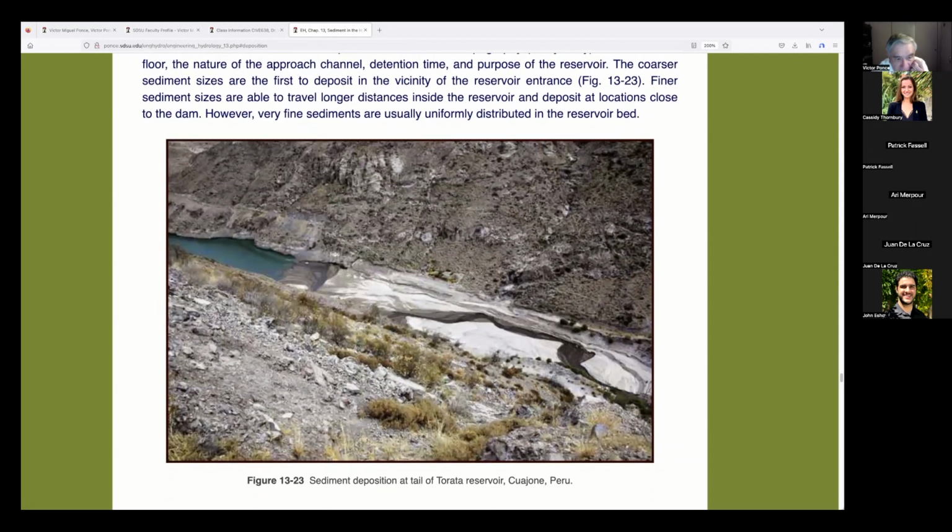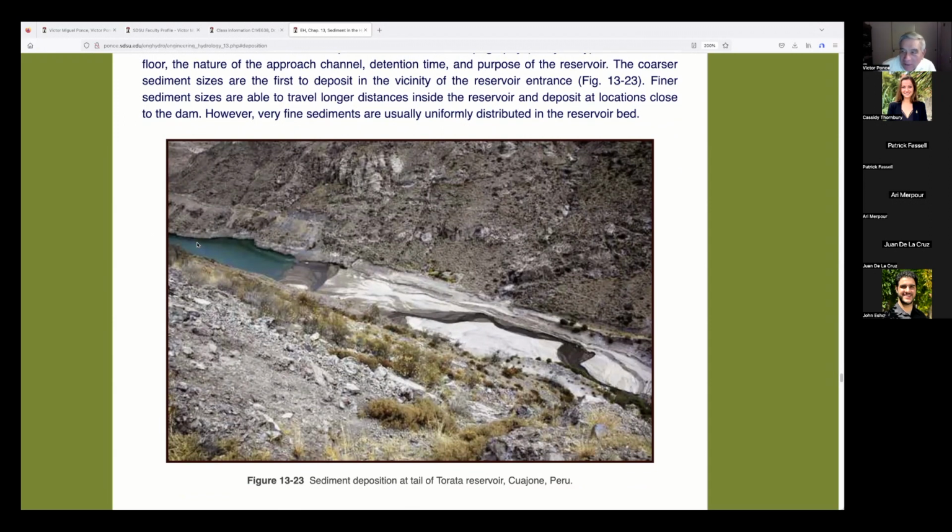I have in here an example of sediment deposition, all right. This is the sediment deposition at the tail of Torrata Reservoir in Cuajone, Peru. I was invited to go to southern Peru, Cuajone, 2 or 3 times. I don't recall if it was 2 or 3 times in the last 20 years. And I was able to take this picture. As you can see clearly, they have a dam over here. The dam's over here.